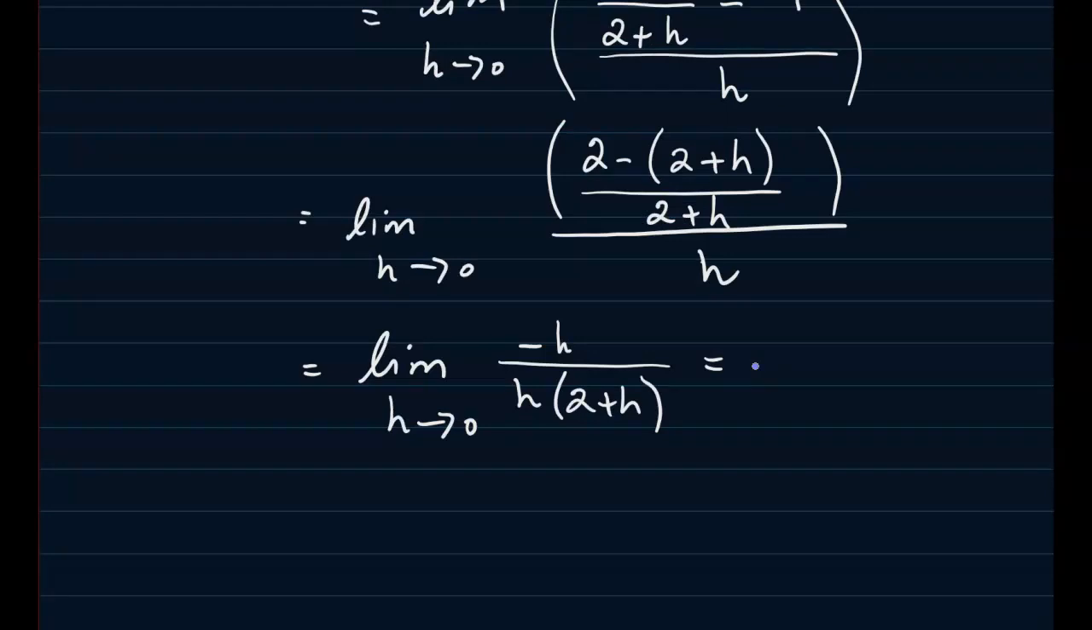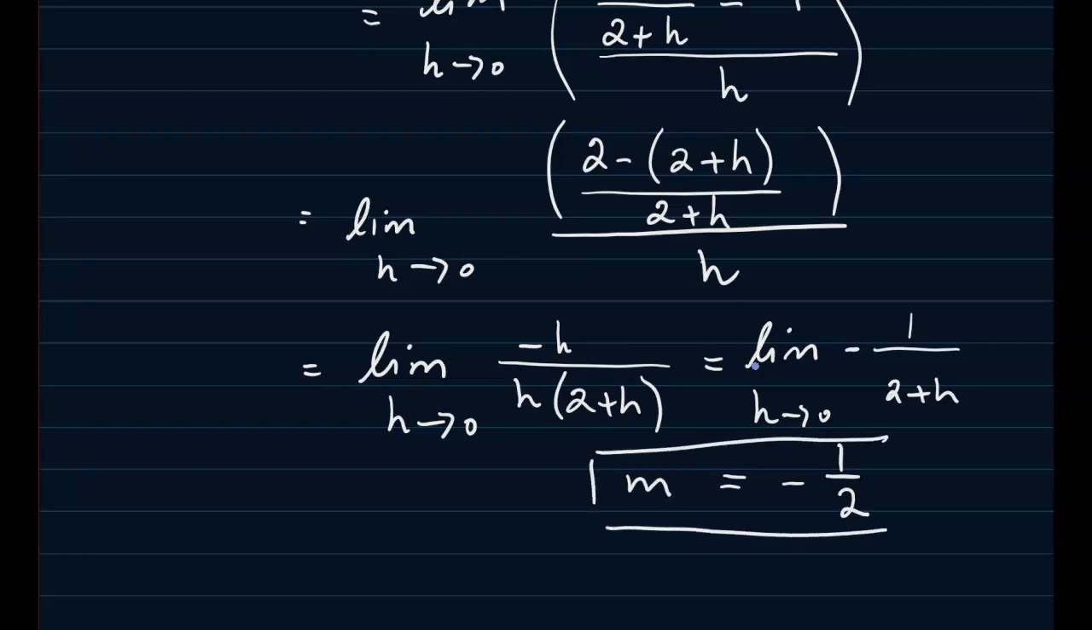And then when you simplify it further, you will get the limit as h approaches 0 of 1 over 2 plus h, and that's a negative in front. The final answer, as h approaches 0, is negative 1 over 2. So this is the slope m, the slope of the tangent line.